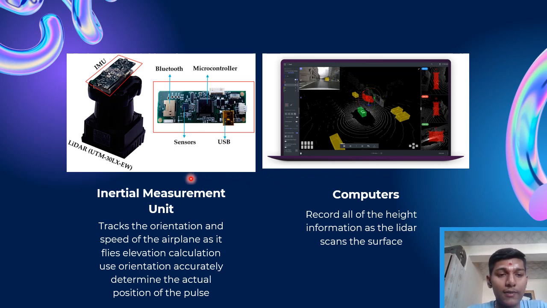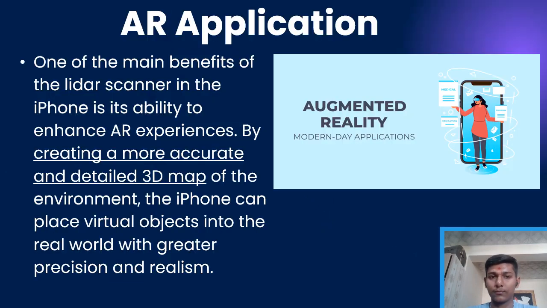The third component is the inertial measurement unit. It tracks the orientation and speed of the aeroplane as it flies. Elevation calculation uses orientation to accurately determine the actual position of the pulse. We can see here an IMU circuit, and it has four main components: Bluetooth, microcontroller, USB, and sensors. The fourth component, computers, records all the height information as the lidar scans the surface.